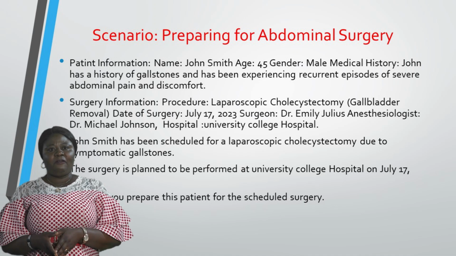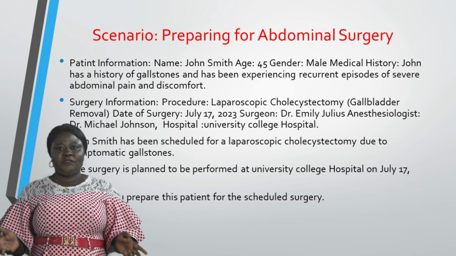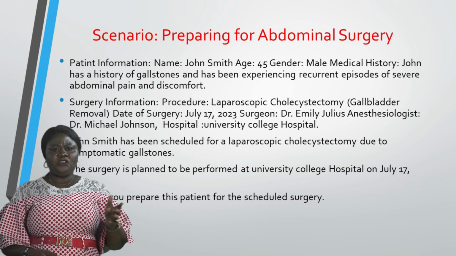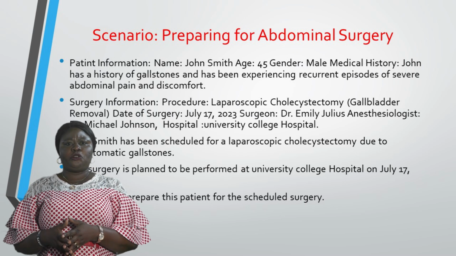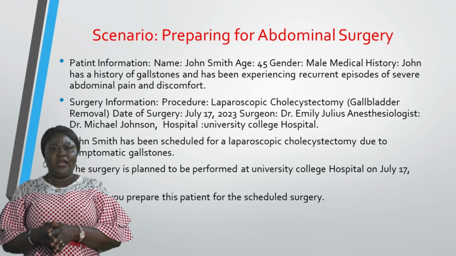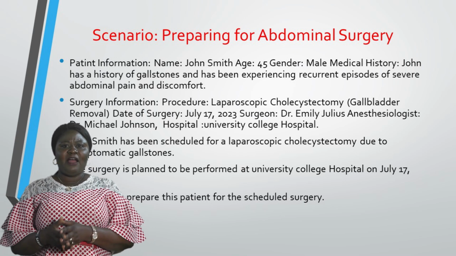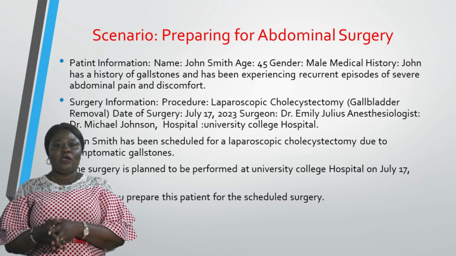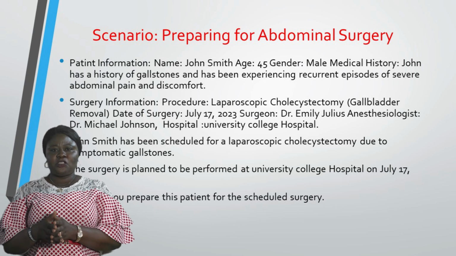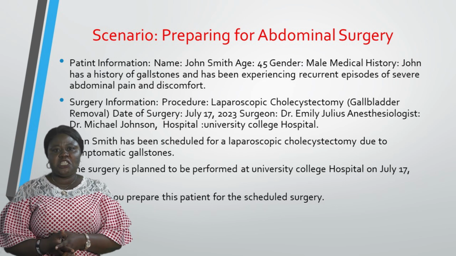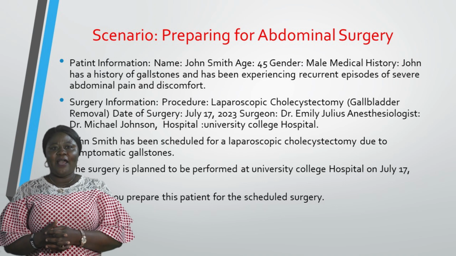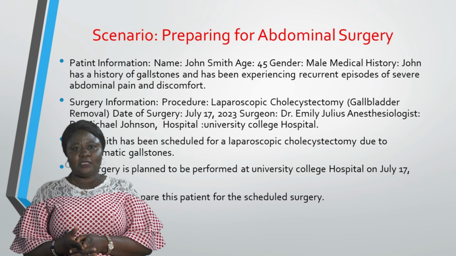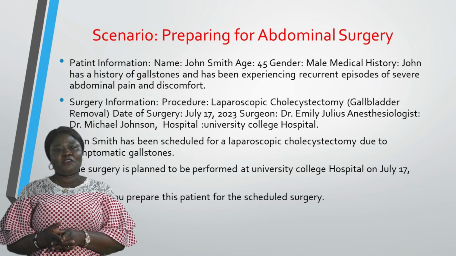John has a history of gallstones and has been experiencing recurrent episodes of severe abdominal pain and discomforts. The surgery information is to have laparoscopic cholecystectomy, that is removal of the gallbladder. The date of surgery is July 17, 2023. The surgeon that is going to perform the surgery is Dr. Emily Julius, while the anesthesiologist is Dr. Michael Johnson. The name of the hospital is University College Hospital.